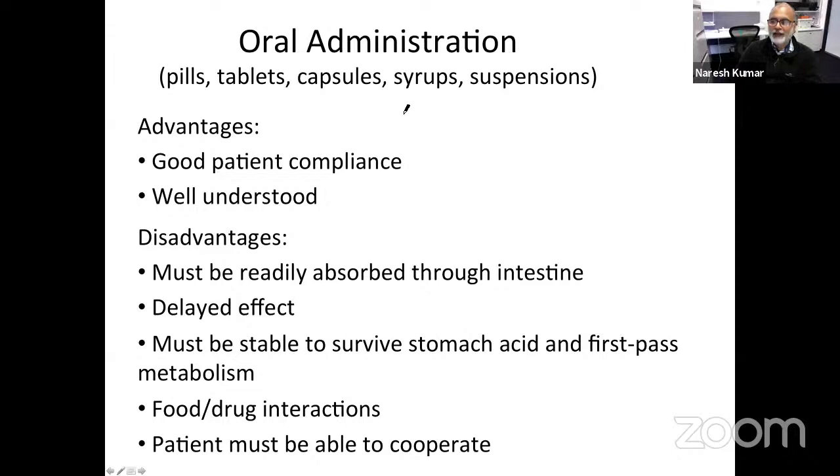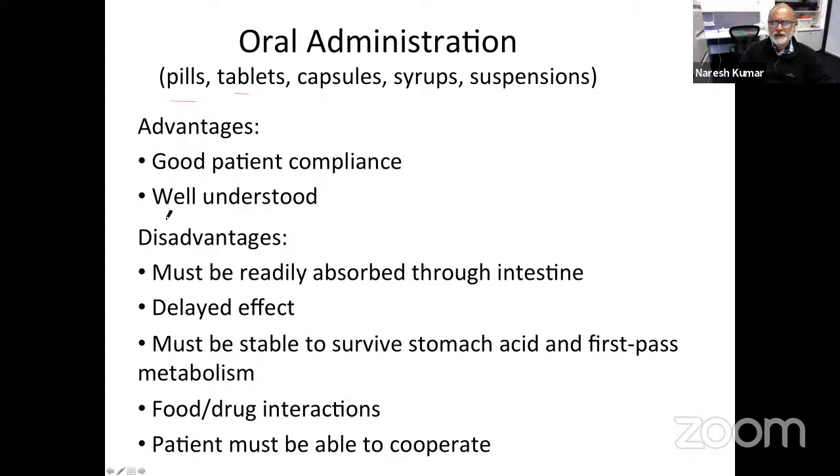So the examples of oral administration are pills and tablets and capsules and syrups and suspensions. We all know about that. We all have had one of these at one stage or the other. Good patient compliance. Everybody likes to take a pill. That's the easiest way to give a drug. And it's well understood because we all know it and we all take it.